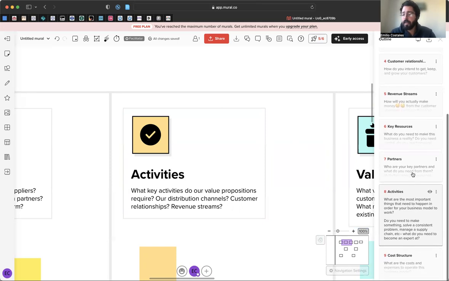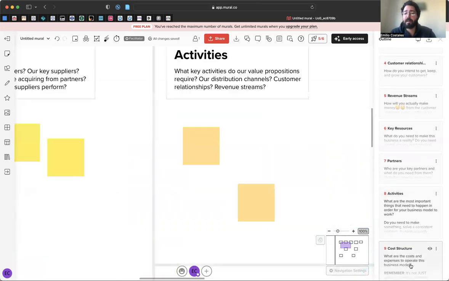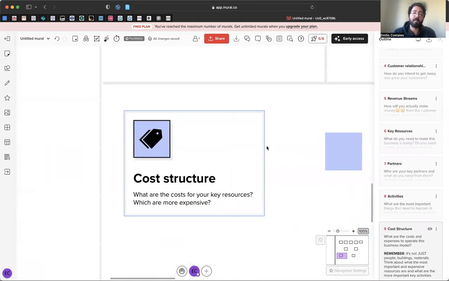And now finally, it's time to think about our costs. So when we think about cost, it's really about the cost structure of being able to operate this entire business model. What do various resources cost? How much might it cost to conduct the key activities? Which of these costs are fixed? Which of them are variable over time? Which costs are more important than others?